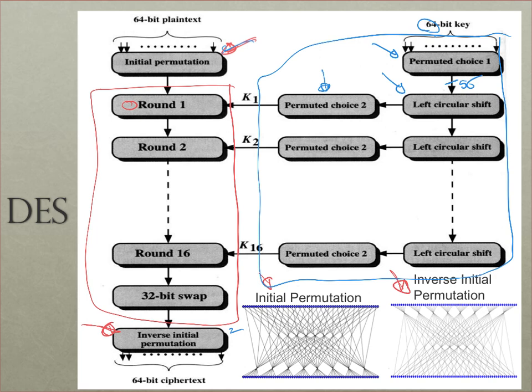So we have three types of permutation. We have permutation with contraction, permutation with expansion, and permutation only, which has no effect on the size of the input data. So this permuted choice 1 is permutation with contraction. It contracts the 64 bits into 56 bits. And then we have permuted choice 2, which is another permutation with contraction, and it compresses the 56 to 48.